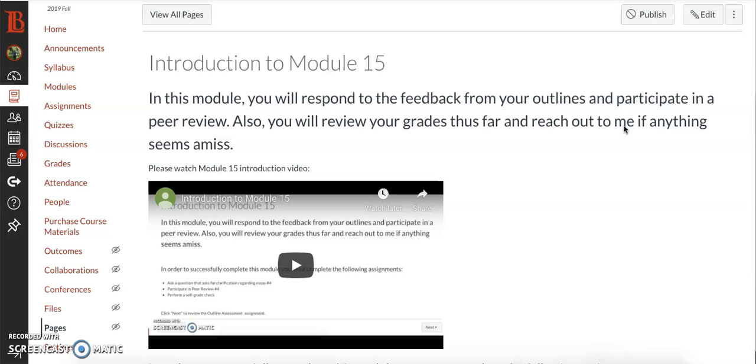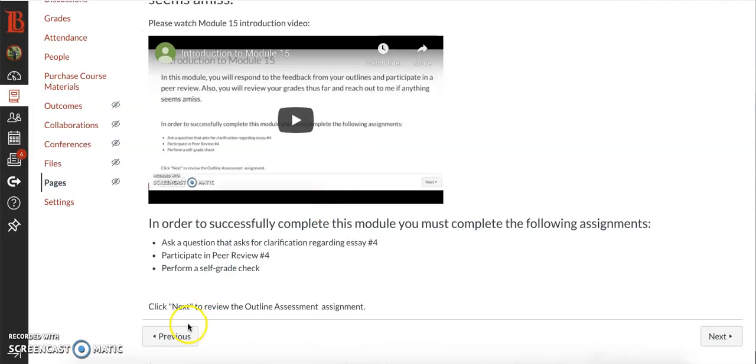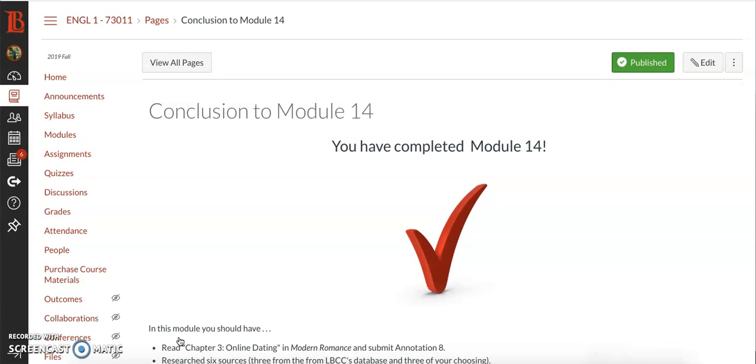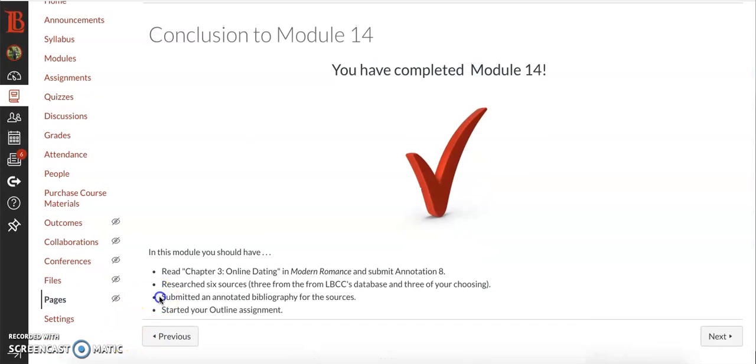Prior to reviewing what you must complete for this module, let's review what you should still be working on for Module 14. For Module 14, you should be completing your annotated bibliography, which is due on Tuesday. And you should also be focusing on your outline assignment, which is due on Thursday. So please make sure you are currently working on completing these assignments and you're ready to submit them either on Tuesday or Thursday.